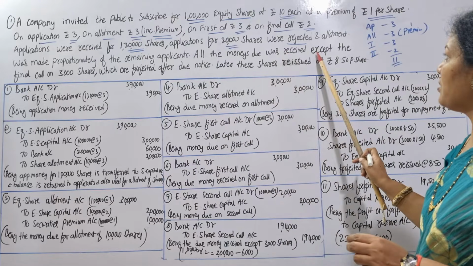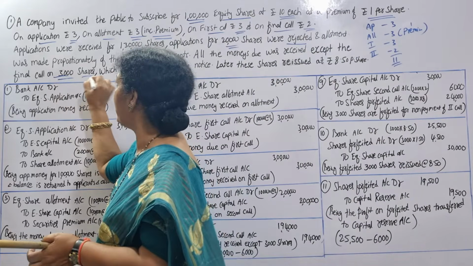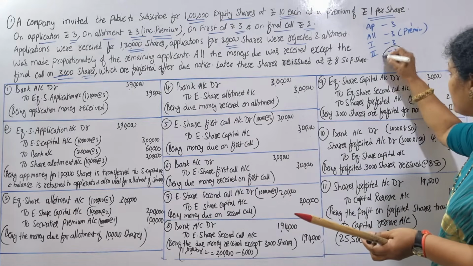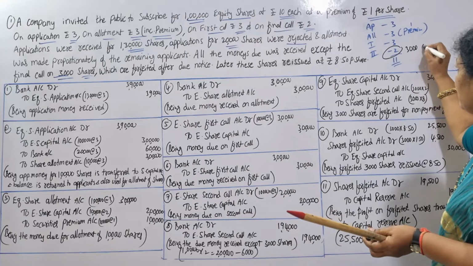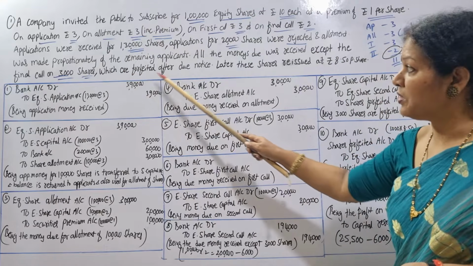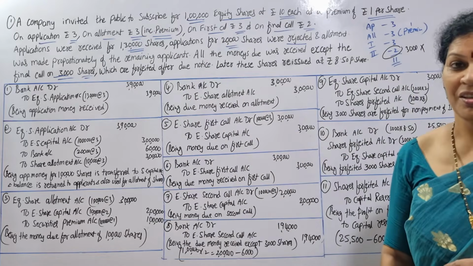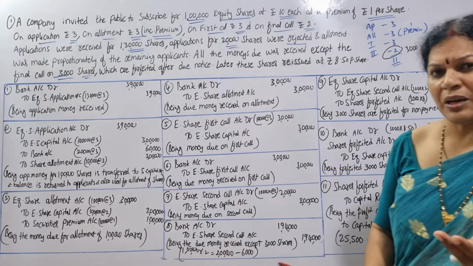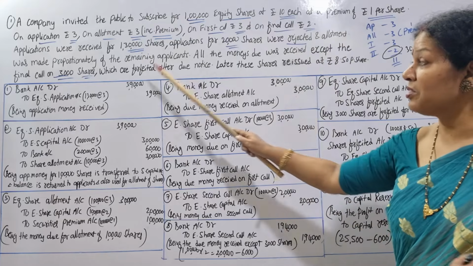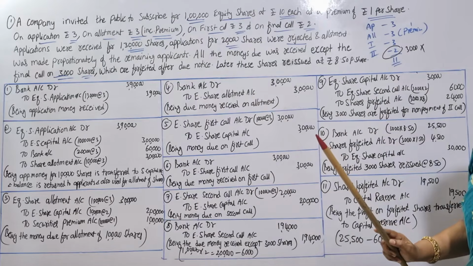Now all the money due was received except the final call on 3,000 shares. Final call on 3,000 shares was not received. At this stage, the amount on 3,000 shares was not received. What happened after that? These shares were forfeited after due notice. We did not receive the money on 3,000 shares, so we gave prior notice. No response. Then these 3,000 shares are forfeited after due notice. This is the forfeiture problem.